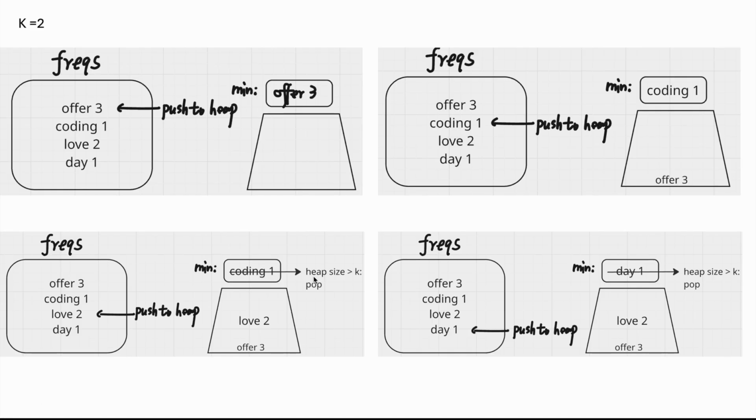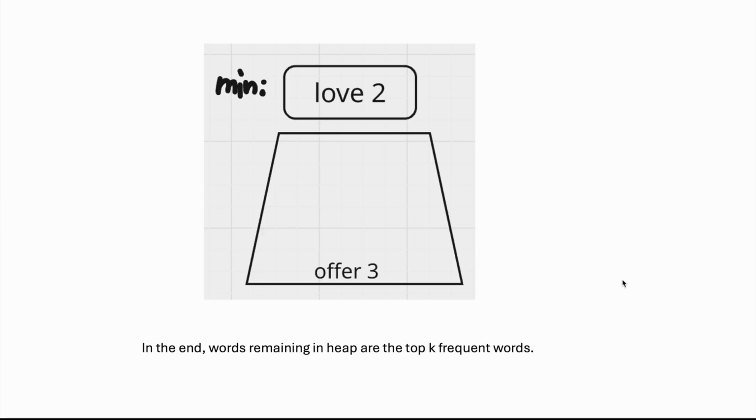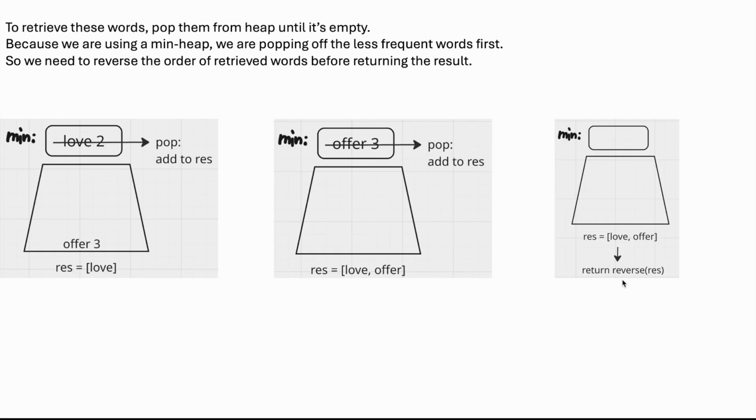However, as of now, heap size equals 3, and k equals 2. Heap size is greater than k, so we pop the top value. Then we push day 1 to the heap. 1 is the smallest value, so it stays on the top, but now the heap size is still 3. It's greater than k, which is 2, so we pop the top value. In the end, the words remaining in the heap are the top k frequent words. To retrieve these words, pop them from the heap until it's empty. Because we are using a min heap, we are popping off the less frequent words first, so we need to reverse the order of retrieved words before returning the result.